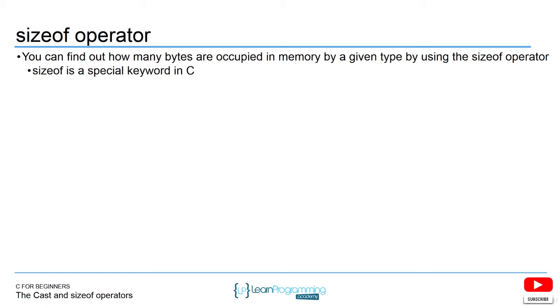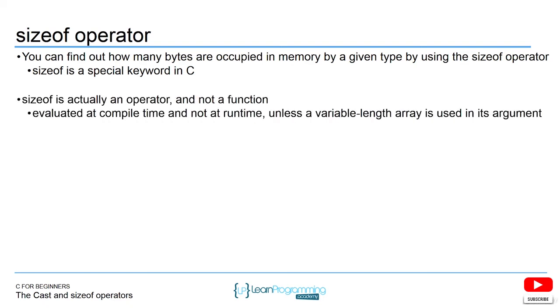So what you can do is use the sizeof operator, a special keyword, an operator in C, and you can pass in a data type and it will tell you how many bytes it's using in memory. So sizeof is actually an operator. It's not a function. It's evaluated at compile time and not at runtime, unless a variable length array is used in its argument. And so we'll mention that.